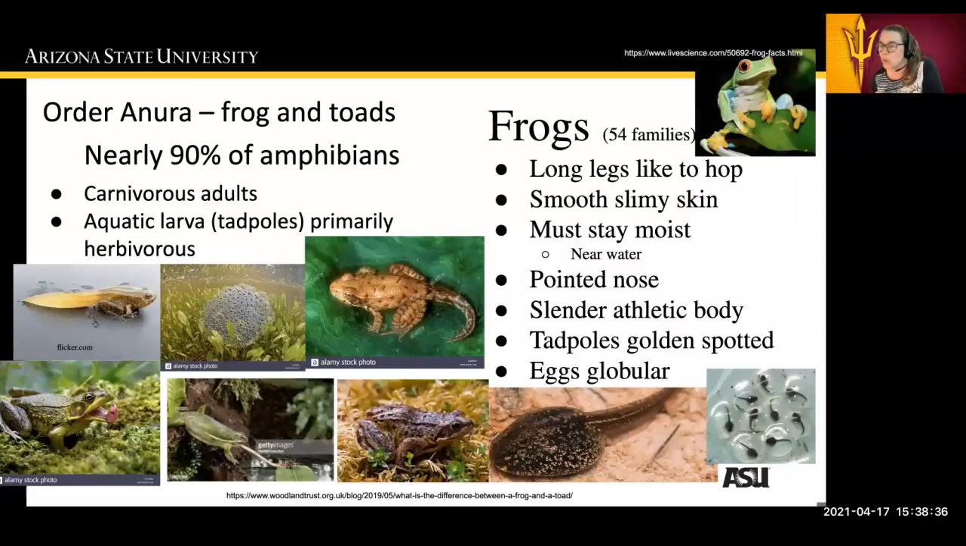They have golden spots speckled all over them, and their eggs are globular, so they form clumps of globular eggs that can be fertilized by a male frog. They have smooth, long legs because they like to hop, and they have smooth, slimy skin. They have to stay moist, so they stay near water. They have a more pointed nose and a very slender, athletic looking body. And so you can see some of the differences between the toads and the frogs.